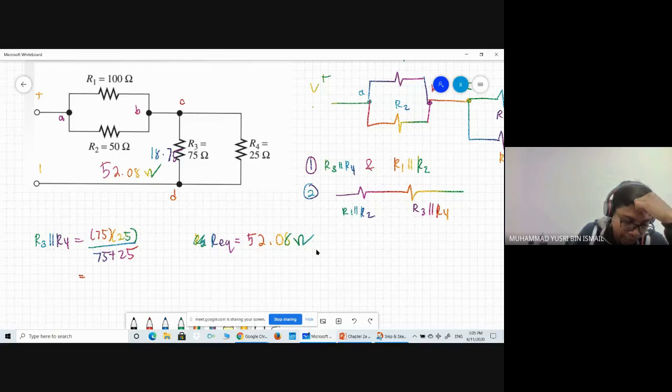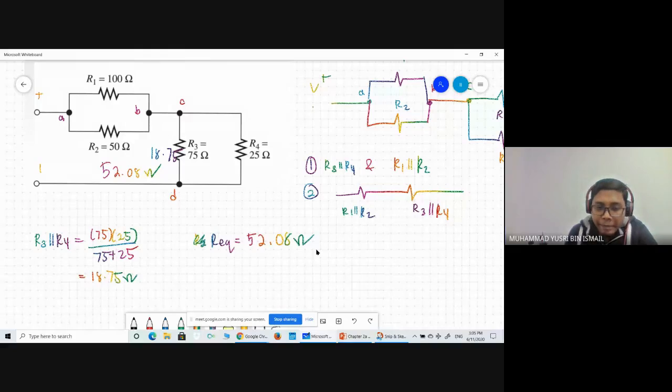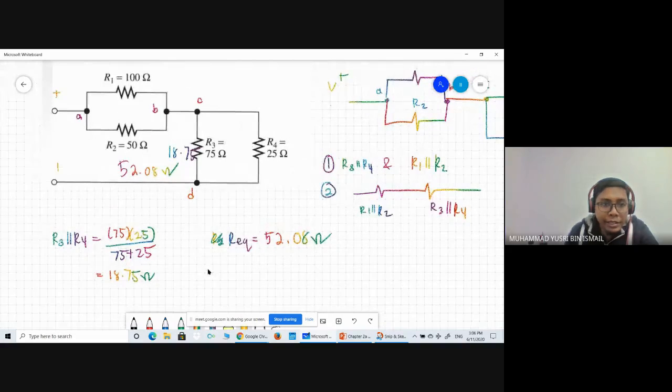So 75 kalikan dengan 25 bahagikan dengan 75 tambah 25. So dapat 18.75 ohm. Akmal tahu tak kenapa saya boleh buat directly 75 kali 25 bahagi 75 tambah 25 ni? Fakrul, tahu kan? Tahu. Okay.